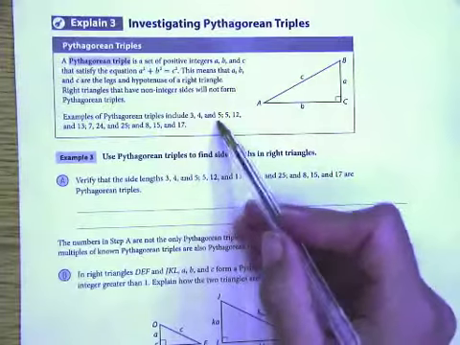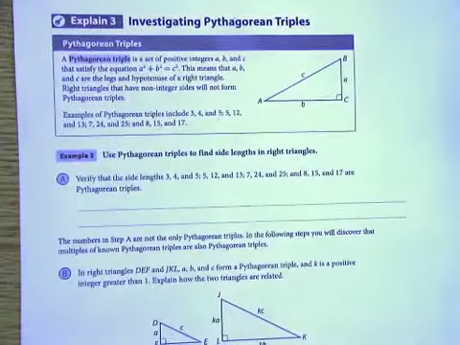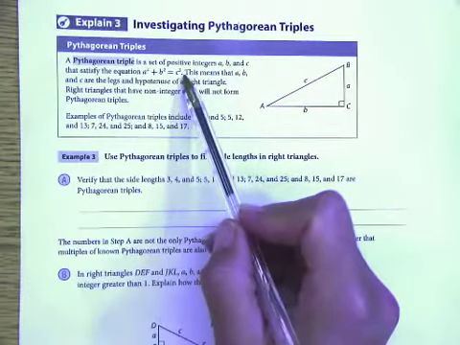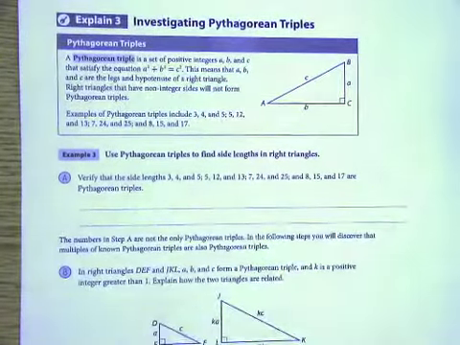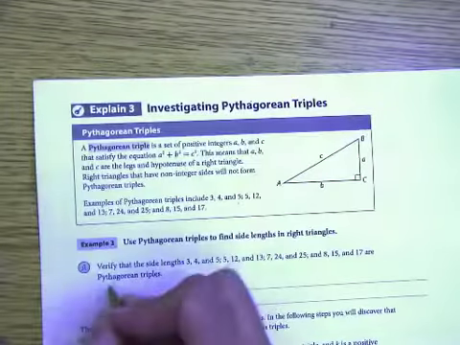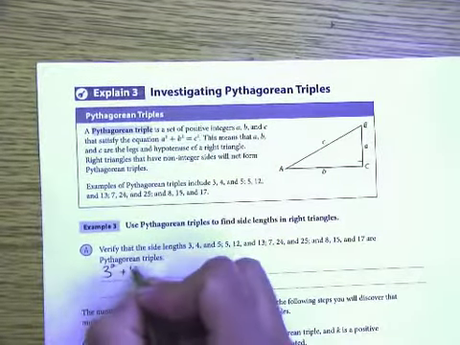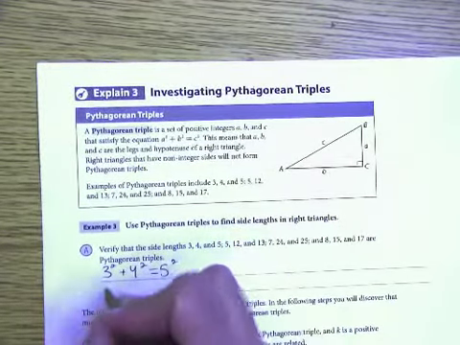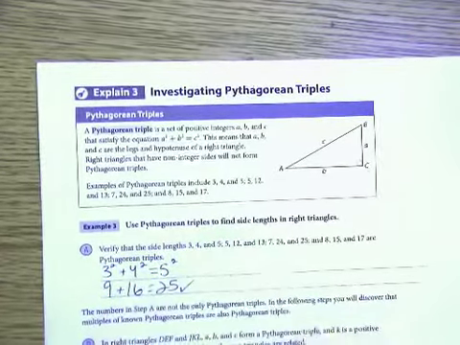Like 3, 4, 5; 5, 12, 13; 7, 24, 25; and 8, 15, and 17. All of these numbers I can plug into a squared plus b squared equals c squared and get a true equation. So let's verify that they are Pythagorean triples. That means I'm showing that 3 squared plus 4 squared does in fact equal 5 squared, because that's 9 plus 16, which does equal 25.